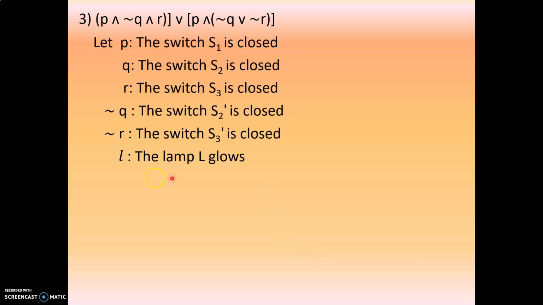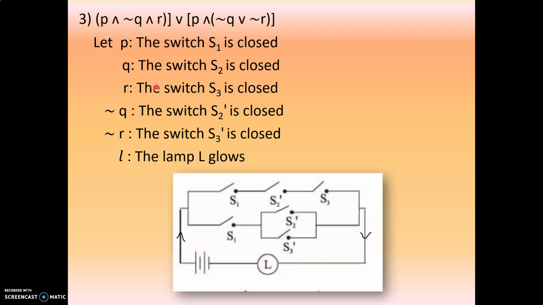Again, the next question here, P, Q, R, negation Q, negation R is there. So this much you have to write. Lamp L glows. Then here two sets of statements are given actually. So P and negation Q and R, that means three switches S1, S2 dash, S3 are in series. So you will start from this line S1, S2 dash and S3. After that, OR symbol is given. So that means after this, the switches are arranged in parallelly. So next line parallel to the first set, you will start from this line.